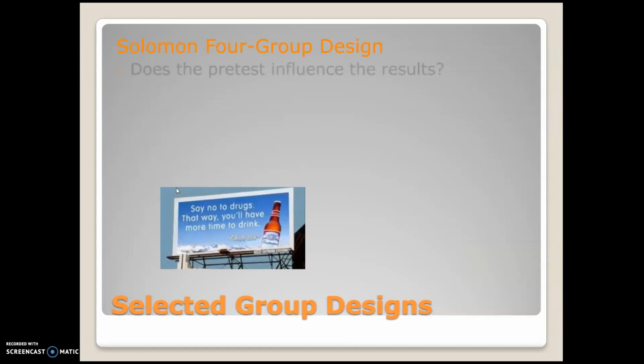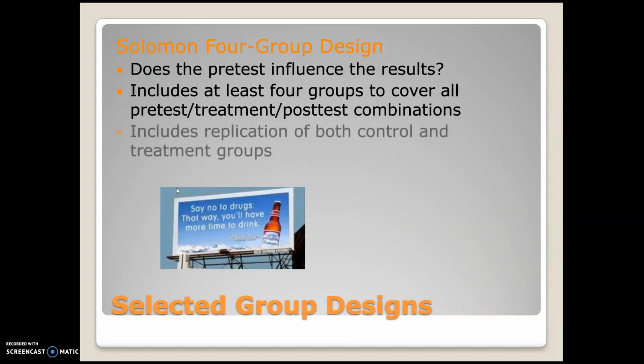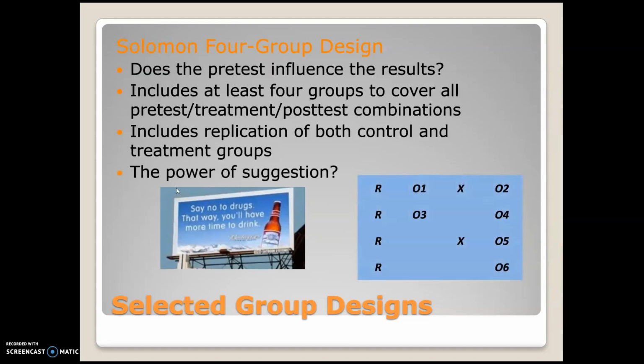Okay, so this one's the Rolls Royce. This is the one that if you got all the time, all the money, and all the participants in the world, you run this one, the Solomon Four-Group. Right? And in fact, you could actually make more than 4 groups of it, but the base version is 4 groups, right? And if you look at it, essentially it is a combination of the pretest post-test and the post-test only, the last two ones we've gone through. So the pretest post-test is on top, rows 1 and 2. Post-test only is rows 3 and 4, right?